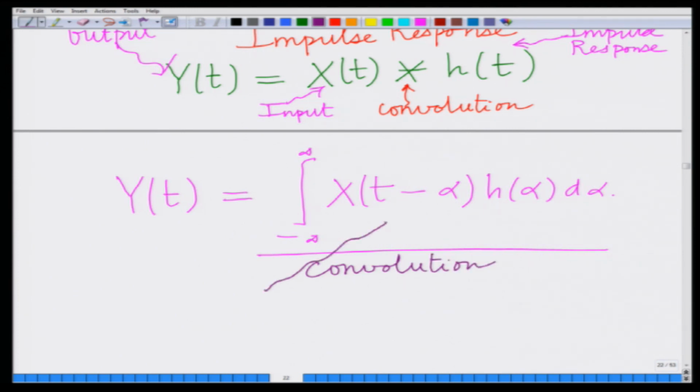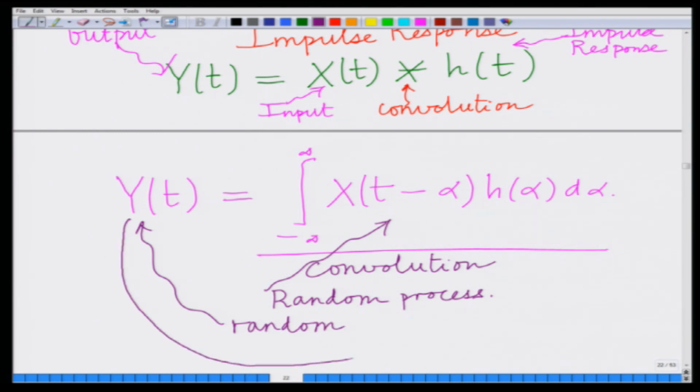Correct, and also we are given that this x of t is a random process, it is random in nature, and further it is a function of time. Now, y of t is therefore random, since x of t is random, y of t is random. Also naturally y of t is a function of time. That is, y of t is random because x of t is random, that is, the input to the LTI system is random. So, naturally the output y of t is random, and further it is a function of time, correct.